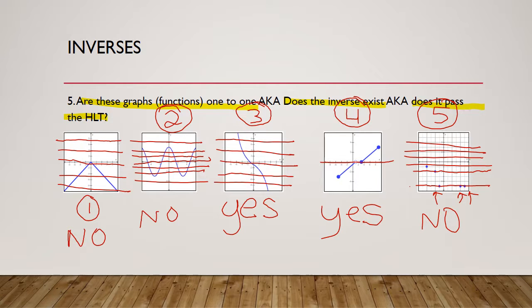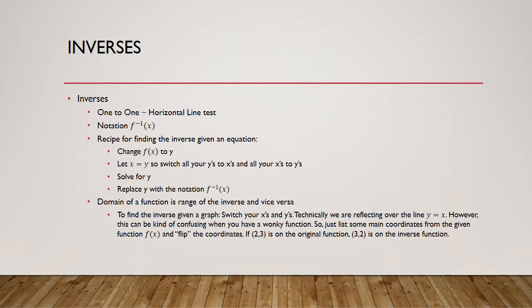F of x equals. So if you're given a graph and the question is asking if an inverse exists, you're going to see if it passes the horizontal line test. Let's talk about what you do if you have a function with function notation. Can you find an inverse?